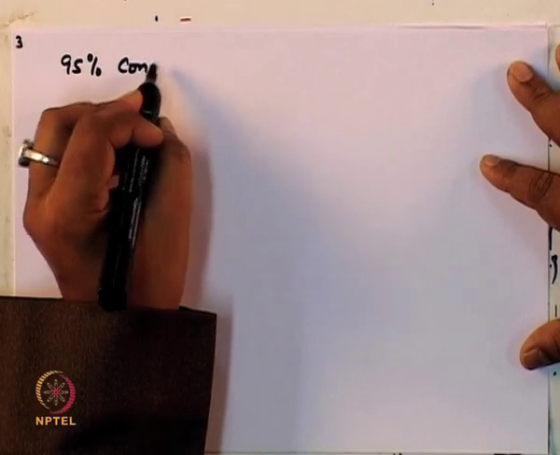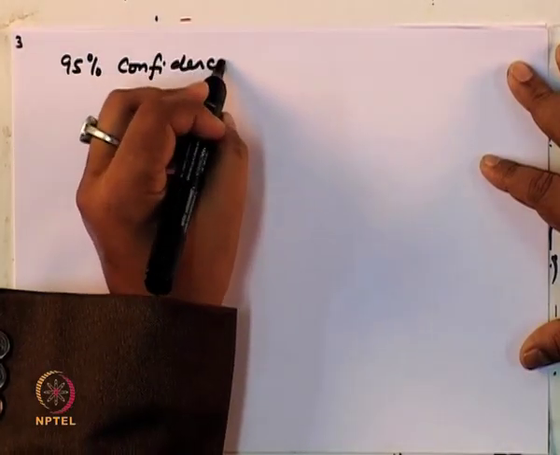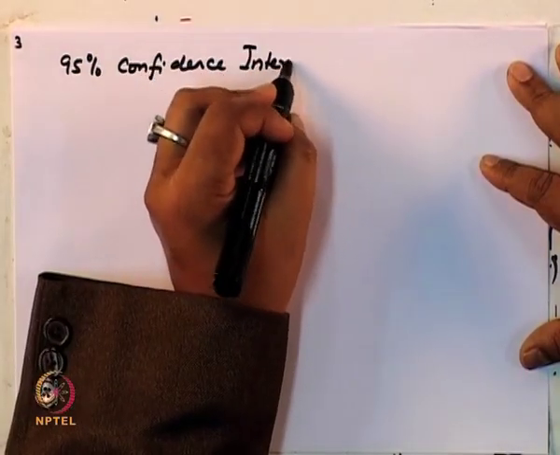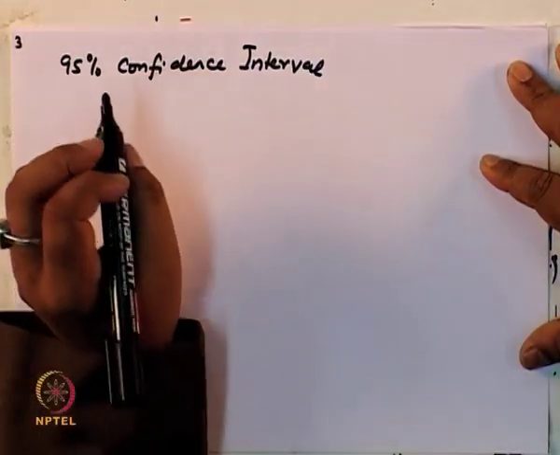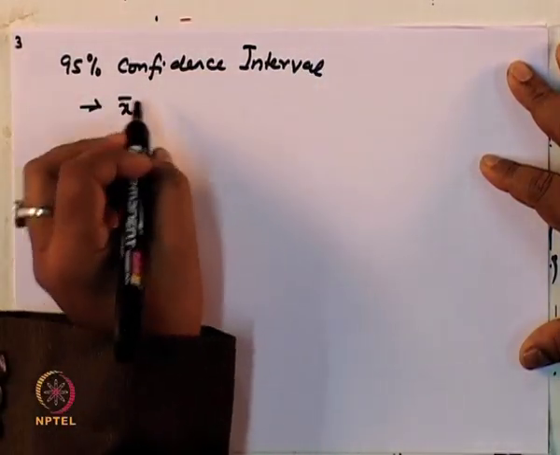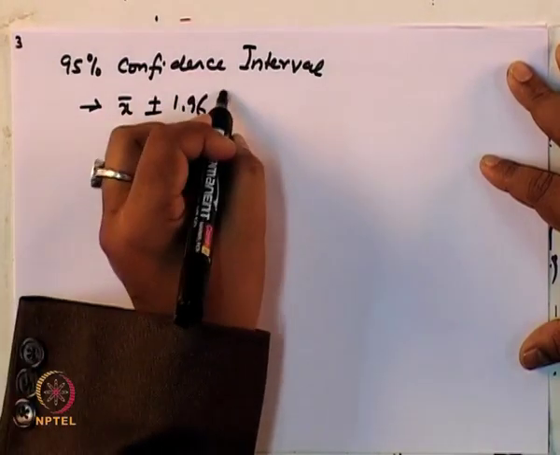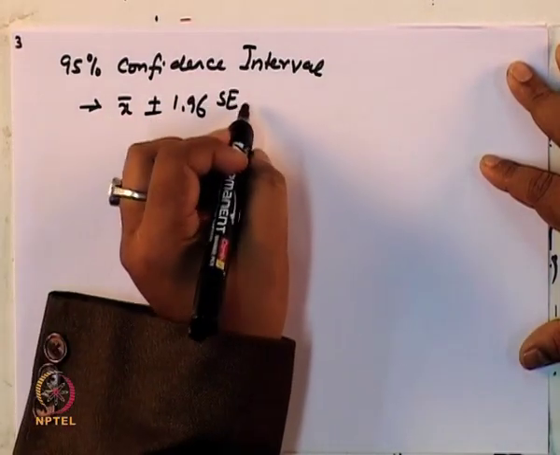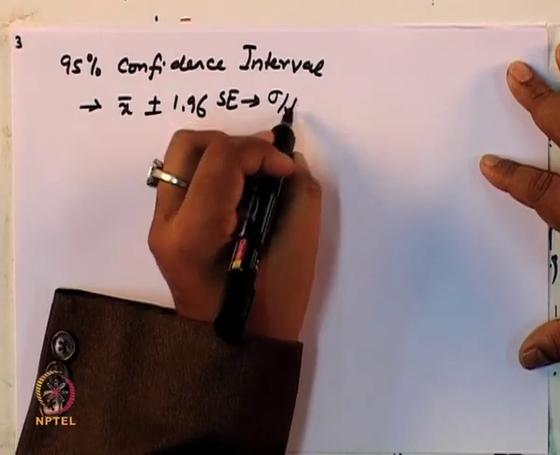So, instead of having an interval estimate which gives both the minimum and the maximum, the 95% confidence interval gives us x bar plus minus 1.96 SE, where SE is sigma by root n.